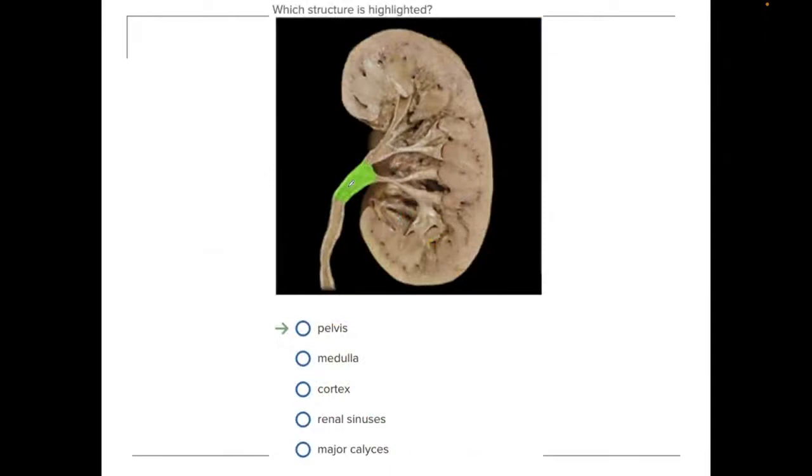Okay, what's the highlighted section right here? That's the renal pelvis. If it was here, minor calyx, minor calyx, minor calyx, major calyx, renal pelvis, and then here's the ureter. Okay, good place to take a break.